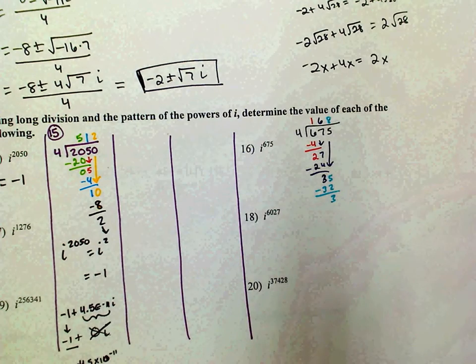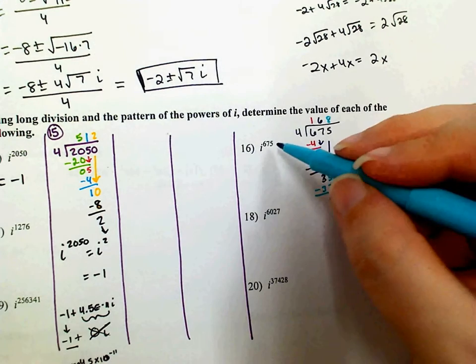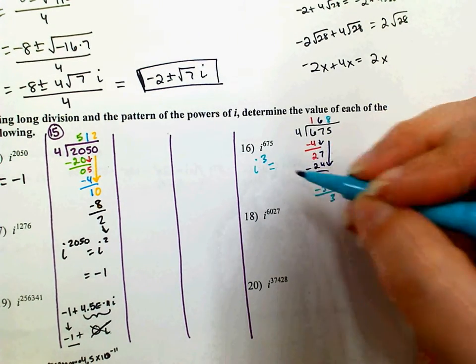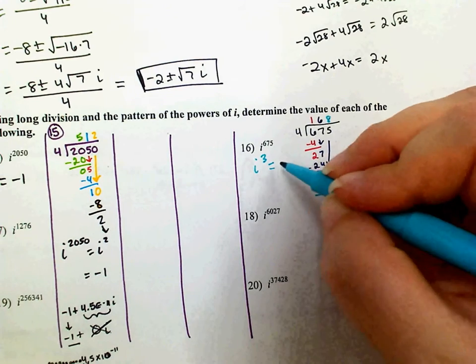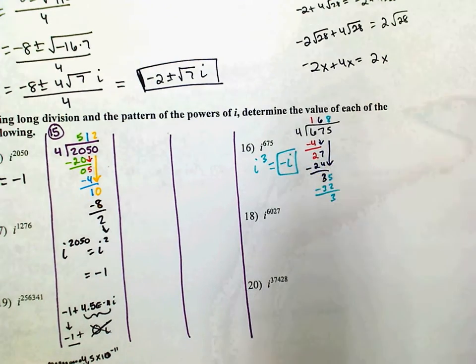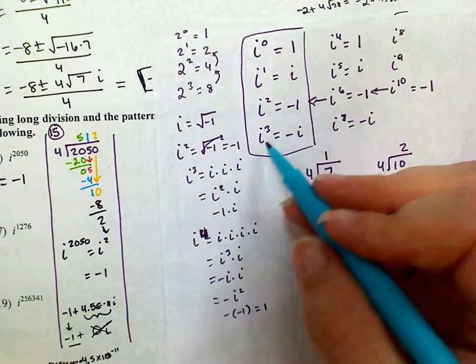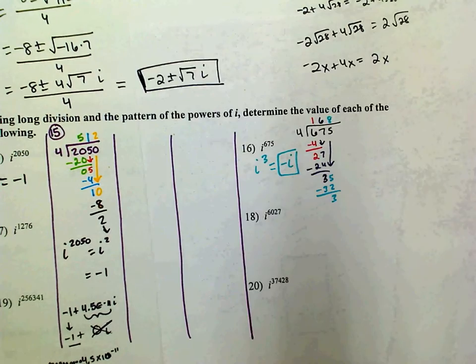So here's what I know. I know that i to the 675th is the same thing as i to the remainder, which is 3, so i cubed. And I know from my pattern that i cubed is negative i. So don't forget, if it's got a remainder of 3, then it's like i cubed, which is negative i. Okay?